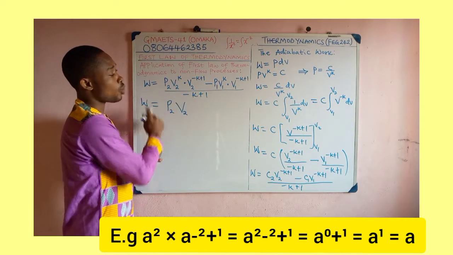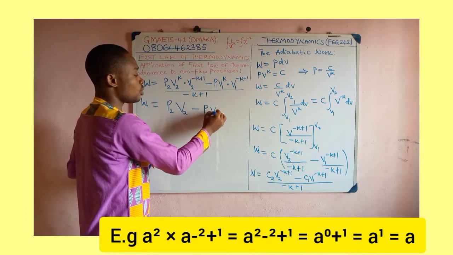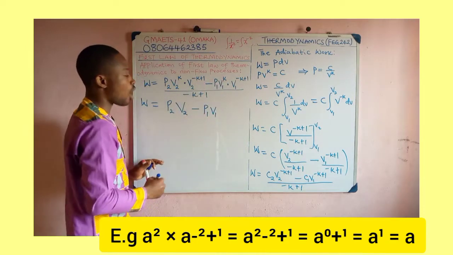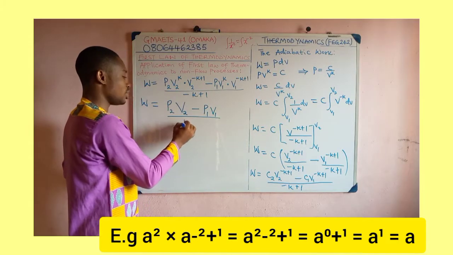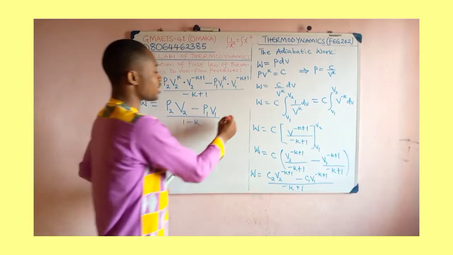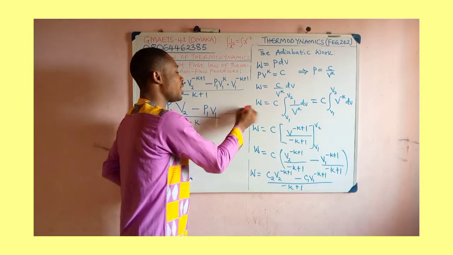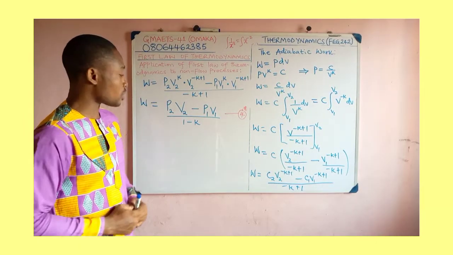No need of putting the power 1 there. Then minus the same thing here, you have P1 V1. The K's will go off if you're adding the powers. Divided by the denominator, let me just write it as 1 minus K. And this is the adiabatic work equation, equation 4 star. Please memorize it, very important. This is what we've really been looking for.